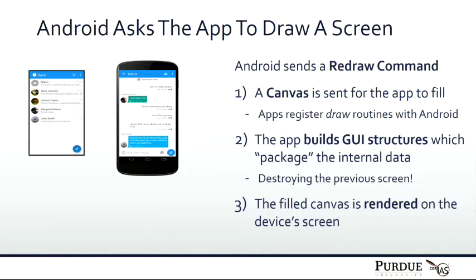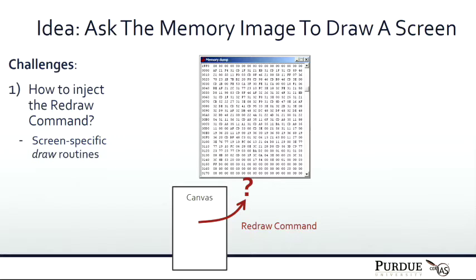Sort of like when you turn on your car using the key versus hacking directly into the engine. But this gave us an idea. Why don't we ask the app that's in a memory image to redraw its screen? I know, sounds a little crazy.